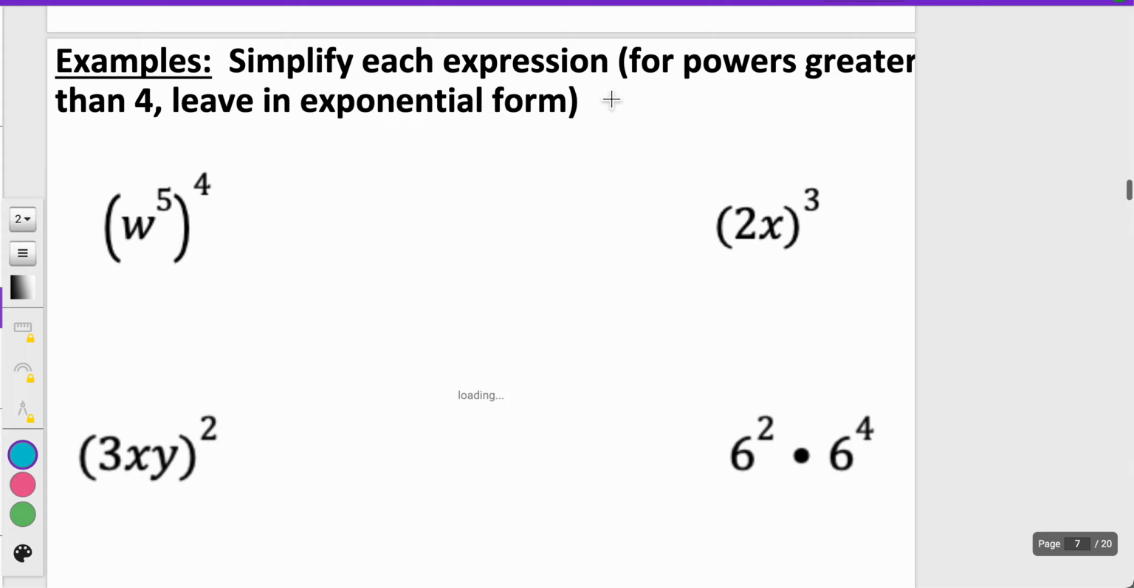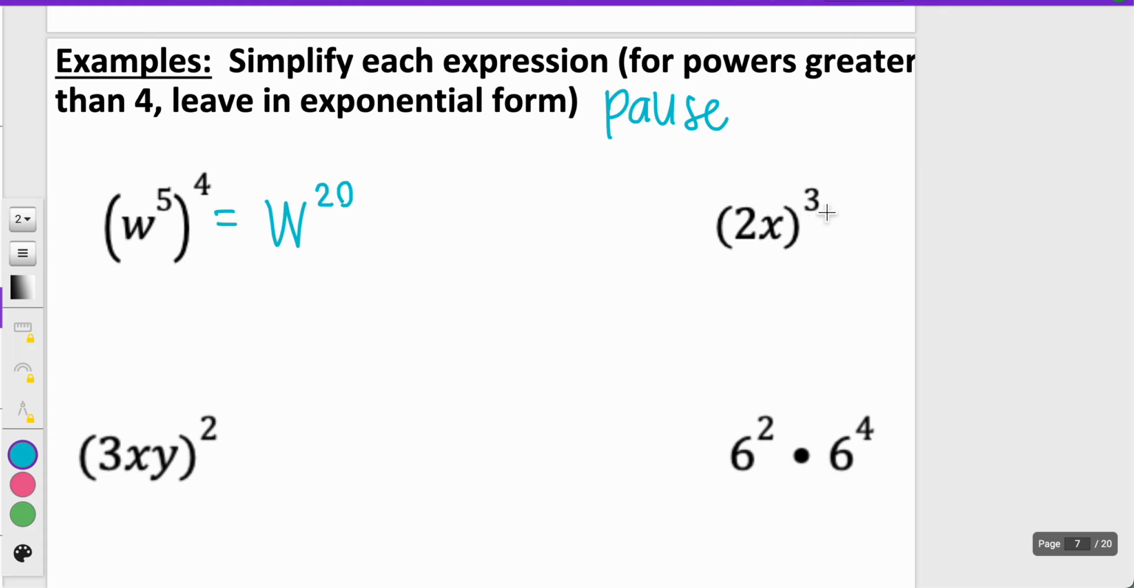Let's see if you can try some of these on your own. Click pause here, and when you're done, click play to see if you got your answers correct. So w to the fifth, then to the fourth, just means to multiply 5 and 4. I'm going to get w to the 20th power.